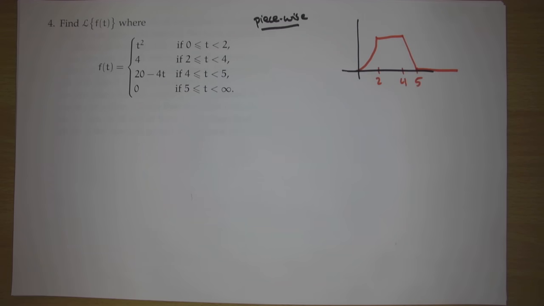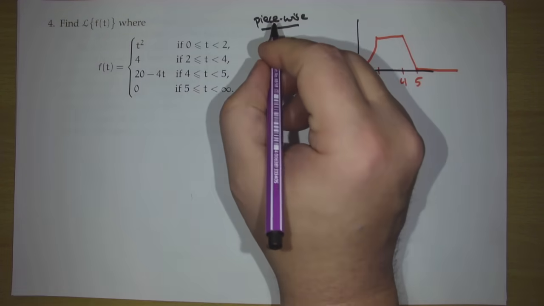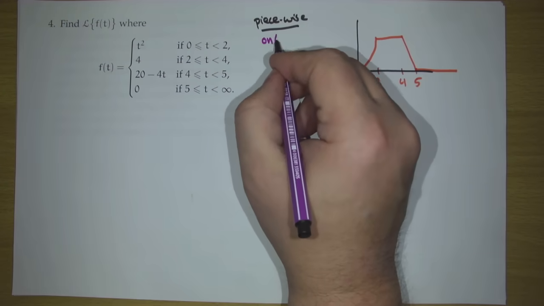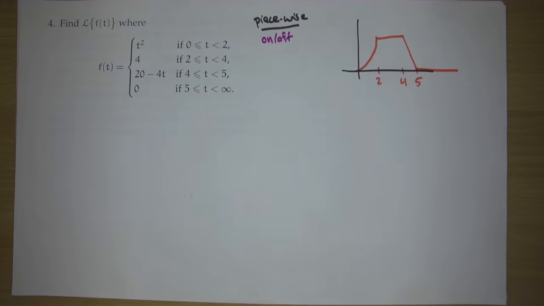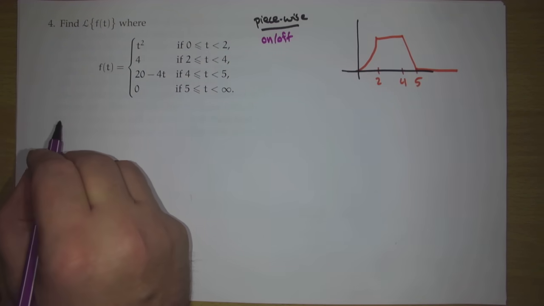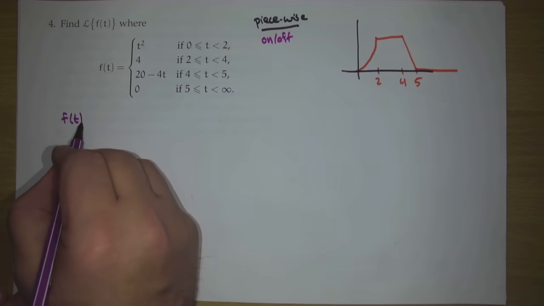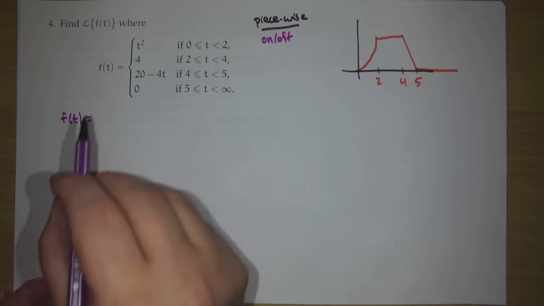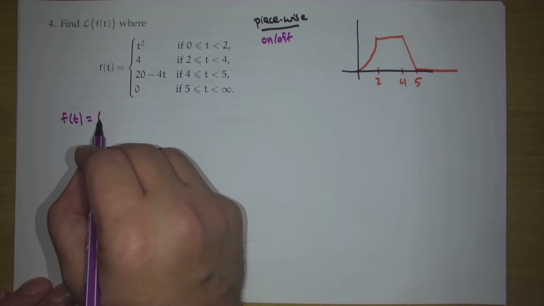What do we need? Well, for piecewise, you need to take advantage of your on-off function. And so you want to know how to rewrite a piecewise function. So, how do we write a piecewise function? We start at the very beginning. It's a very good place to start. It starts as t squared.